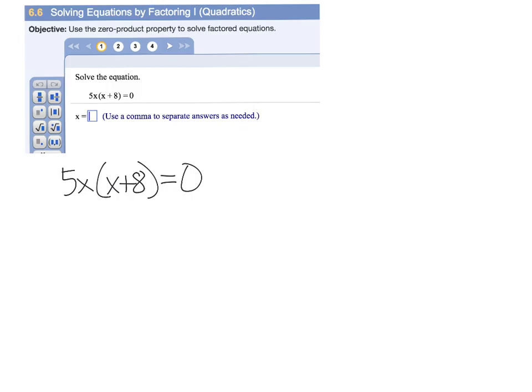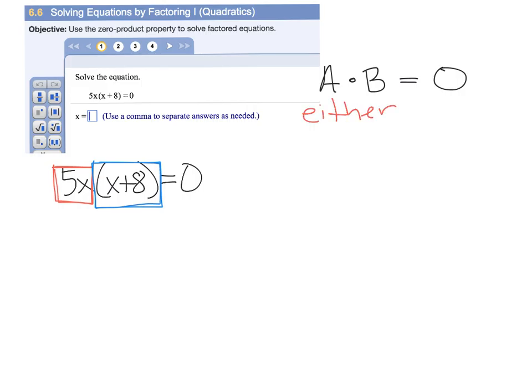But they want us to solve it using what's called the zero product property. Basically what that means is you've got two numbers, this number right here times this number right here, and it equals 0. If you're multiplying two numbers, a times b, and you know the answer is 0, that tells you either a equals 0 or b equals 0.